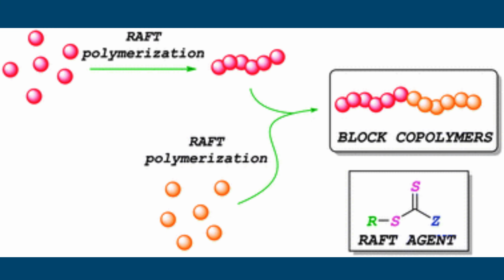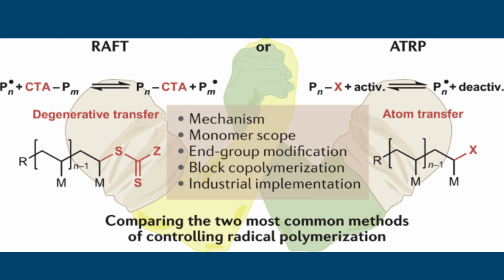Controlled or living radical polymerization techniques were developed to overcome the limitations of conventional free radical polymerization, which typically produces polymers with broad molecular weight distributions and limited architectural control. RAFT polymerization is one of the most successful approaches for achieving controlled radical polymerization while maintaining the versatility of radical processes. The technique was first reported in 1998 by researchers at the Commonwealth Scientific and Industrial Research Organization in Australia.